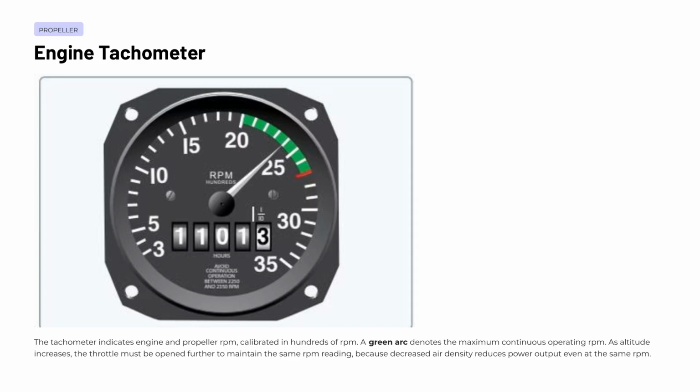One important concept to understand is how altitude affects your RPM readings. As you climb to higher altitudes, the air becomes less dense. That reduced air density means the engine produces less power for a given throttle position, even if the tachometer reads the same RPM. To maintain your desired RPM at altitude, you will need to advance the throttle further than you would at lower elevations. This is a fundamental characteristic of normally aspirated engines, and recognizing this relationship will help you manage engine performance effectively throughout all phases of flight.